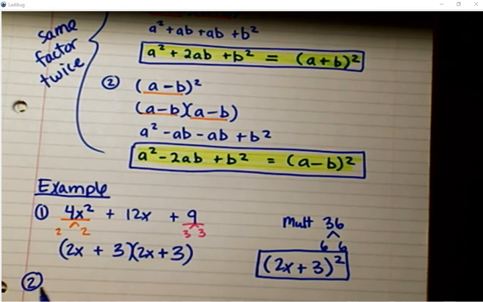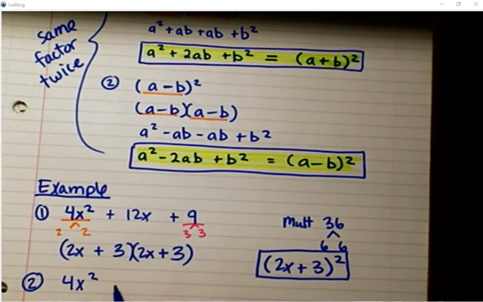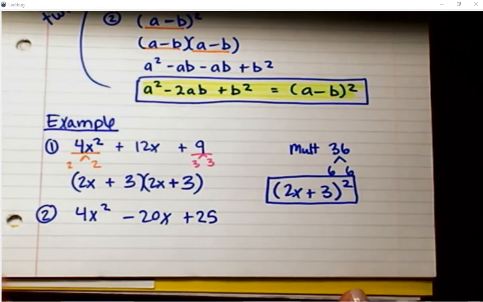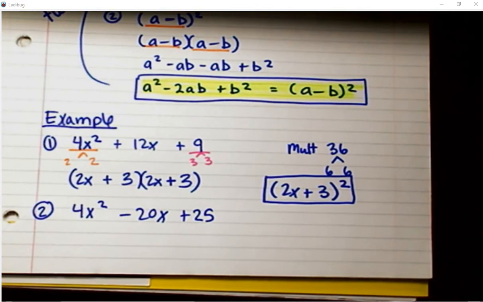Last one. Okay, 4x squared minus 20x plus 25. Right? I'm looking at that. I'm like, 4x squared and 25 seem like perfect squares. Maybe I want to start there first for my guess and check. If it works, great. If not, move on.